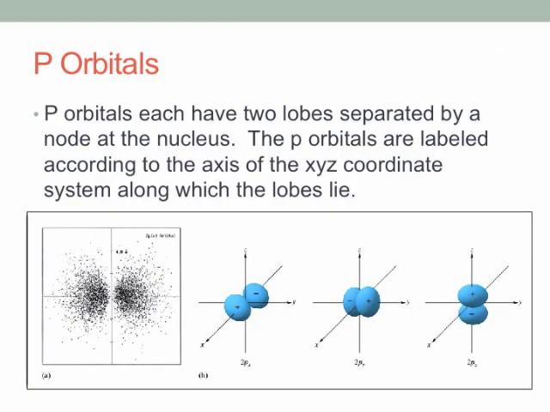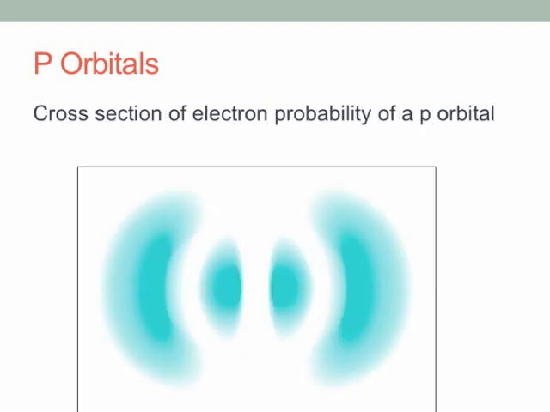The p sublevel has 3 orbitals. P orbitals each have 2 lobes, and they are separated by a node at the nucleus. In fact, we've often described them as being barbell-shaped. The p orbitals are labeled according to the axes in which they lie using the x, y, z coordinate system.